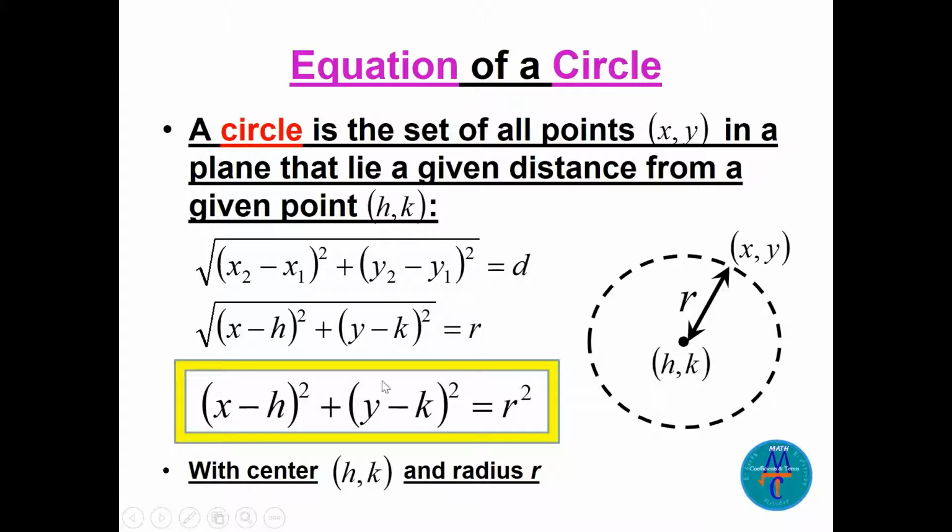Now, if you square both sides, what do you get? This is the important equation you should remember for a circle: x minus h squared, plus y minus k squared equals r squared. Remember, this is the complete equation of a circle. The center is h, k, so if you have x minus 5, you put 5 here. If you have y plus 7, you put minus 7 here. Because in the formula, we have x minus h squared plus y minus k squared equals r squared.